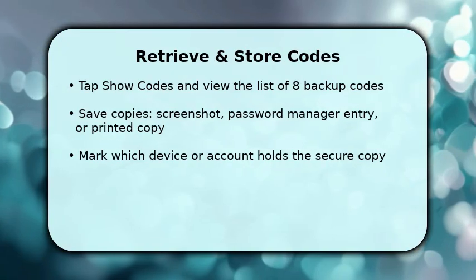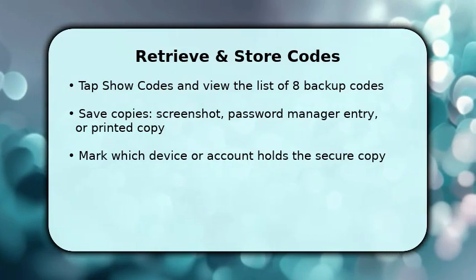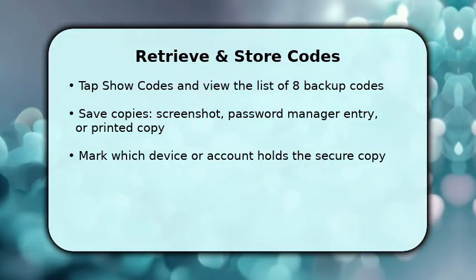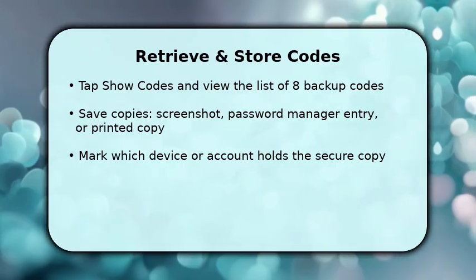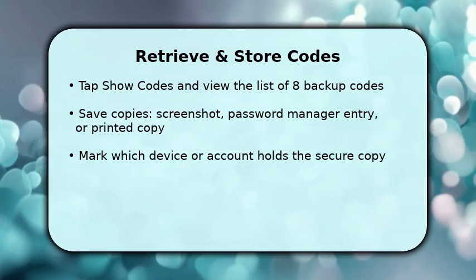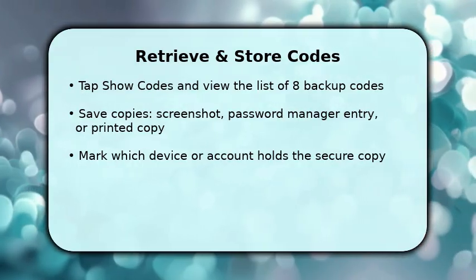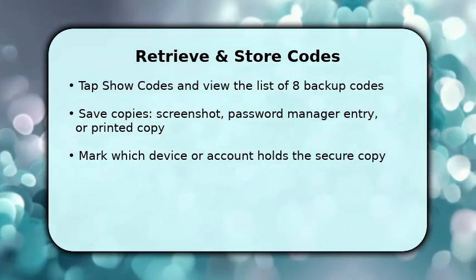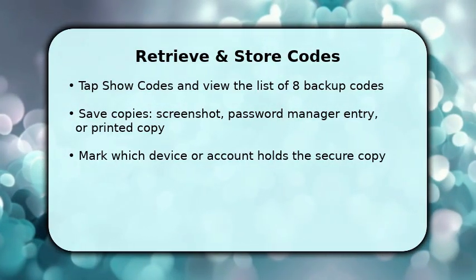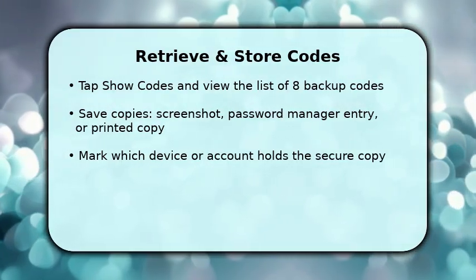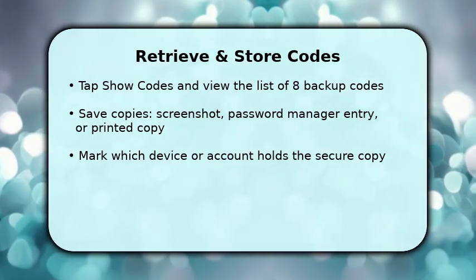After you tap Show Codes, Instagram displays 8 one-time use codes. These are single-use, so treat each like a spare key. Copy them into a trusted password manager or a secure notes app, and also print a physical copy to store in a safe place. Once saved, make a quick note of where each copy lives so you can find it under stress. If you lose a code after use, return here to regenerate a fresh set. Don't try to reuse a spent code.